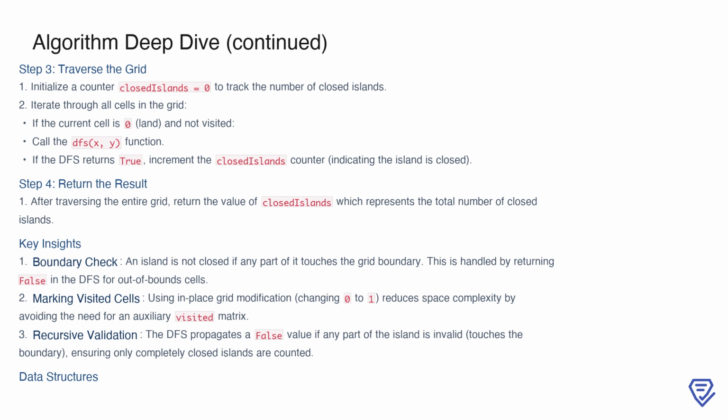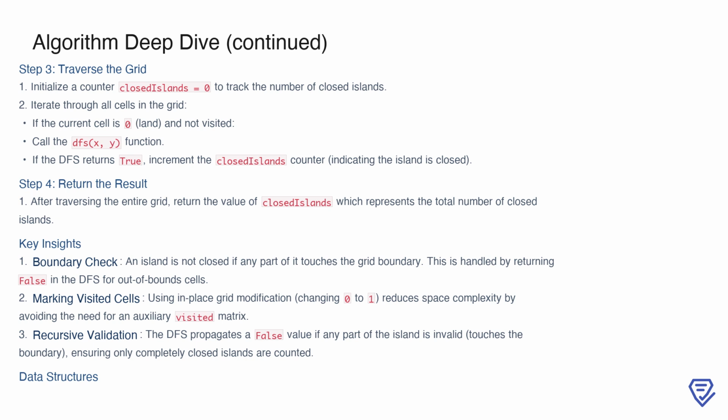After setting up the DFS helper function, we proceed to traverse the entire grid to identify closed islands. We initialize a counter, closed islands, to 0. This variable will track the number of closed islands we find. For each cell in the grid, if we encounter a 0 that hasn't been visited yet, we initiate a DFS starting from that cell. The DFS will determine whether the island is completely closed. If the DFS returns true, indicating the island is valid, we increment the closed islands counter. Once we've checked all cells in the grid, we return the value of closed islands as the final result.